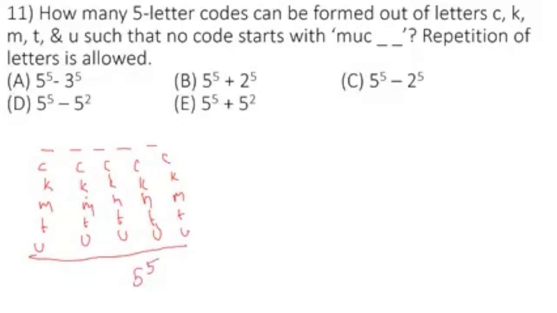Then I need to remove the cases that start with MUC, that is, those ending with 2 free digits. How many ways can I do this? Again 5 ways, again 5 ways. So the answer should be 5 power 5 minus 5 squared. So the answer is D.